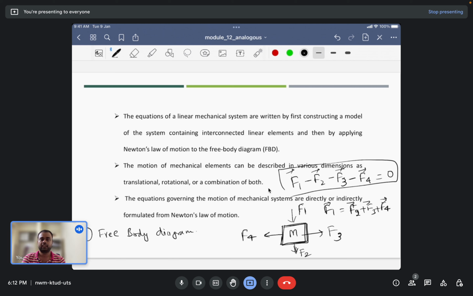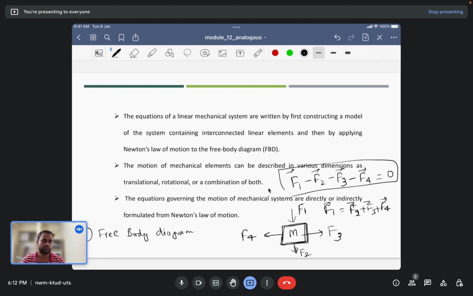So the motion of mechanical elements can be described in various dimensions. So now the motion, because of this force applied, can be of different types. Translational motion, in case when there is only a linear transfer, that is the change in x or y or z component of the coordinate system. In case of Cartesian plane, then we say that this is a translational motion. And whenever the body rotates around its axis or any other axis, then in that case we say that the motion is rotational in nature.